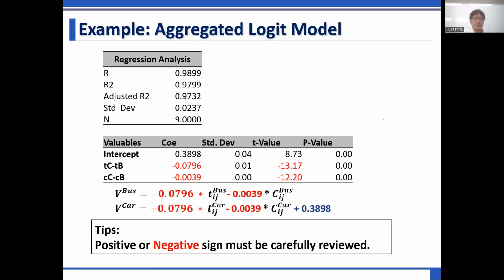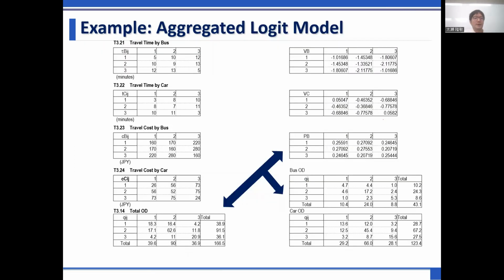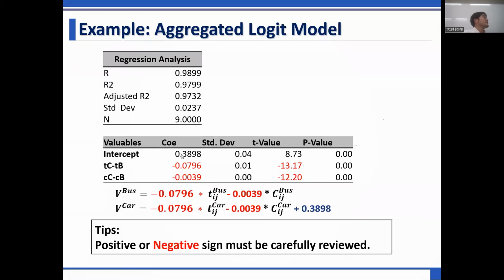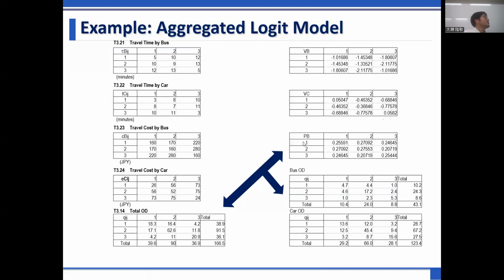Next. This is the methodology of the aggregated logit models. Through this utility function, the probability of the bus and the probability of the private car are estimated under the travel OD pair by bus and the OD pair by car, and can be converted like this.